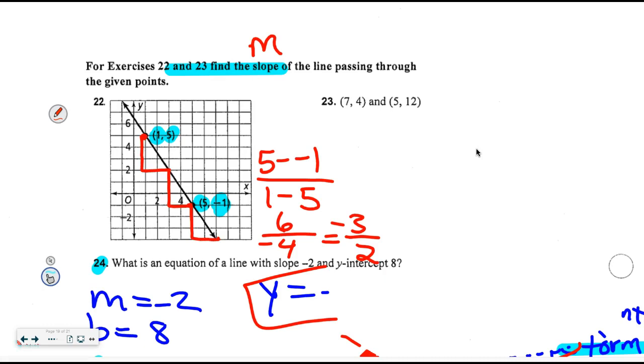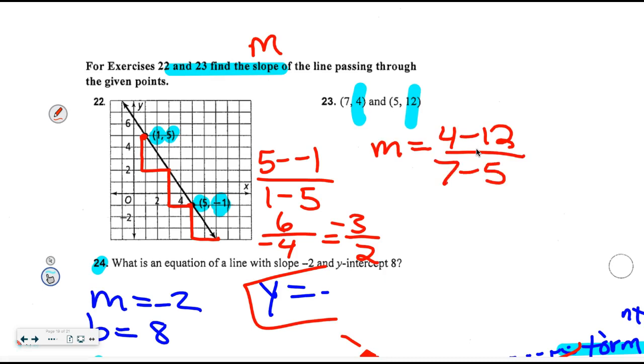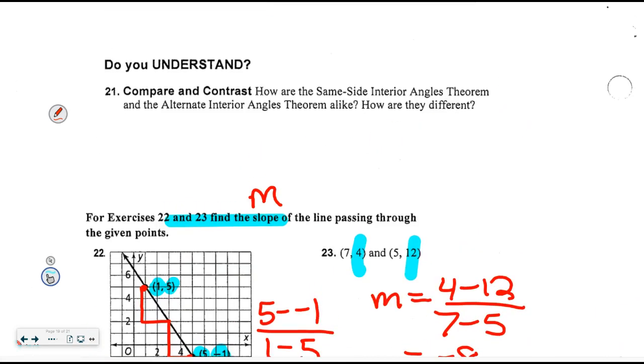Now the other one, I'm still finding the slope. I just don't have a graph, but it doesn't matter. I'll still subtract the y's. 4 minus 12. And I'll subtract the x's. 7 minus 5. I'll clean it up. I get a negative 8 over 2. And you'll get a negative 4. Does that make sense, you guys?